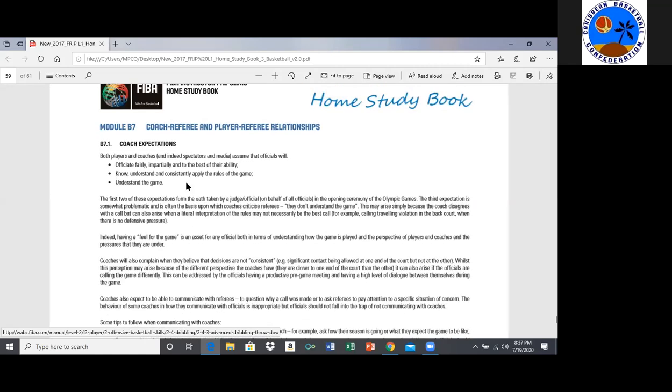So what do the coaches expect of us? Both players and coaches, and indeed spectators and media, assume that officials will officiate fairly, impartially, and to the best of their ability. Wow, that's powerful. Officiate fairly, impartially, and to the best of their ability. This is what they assume of us as officials. Know, understand, and consistently apply the rules of the game. And then understand the game.